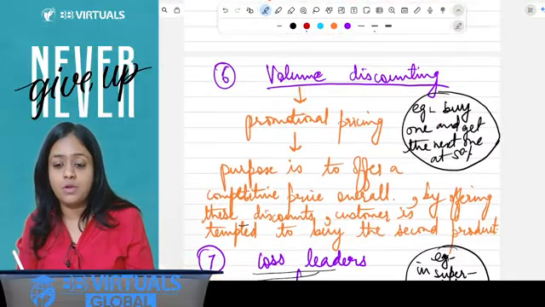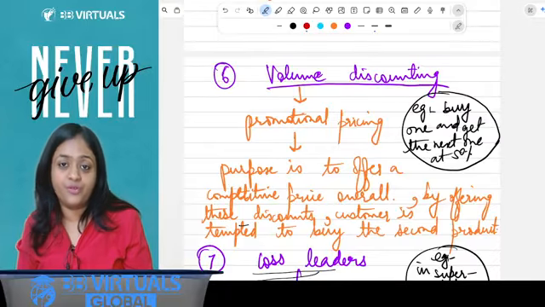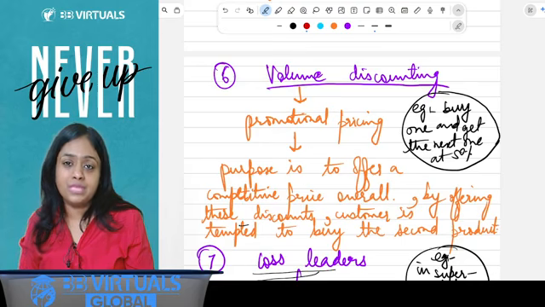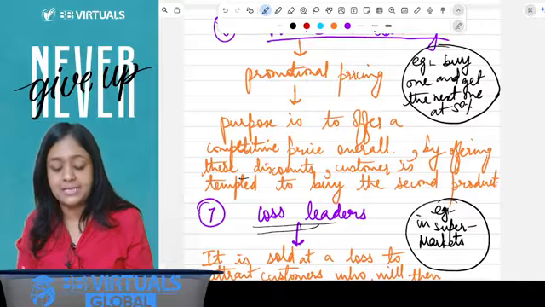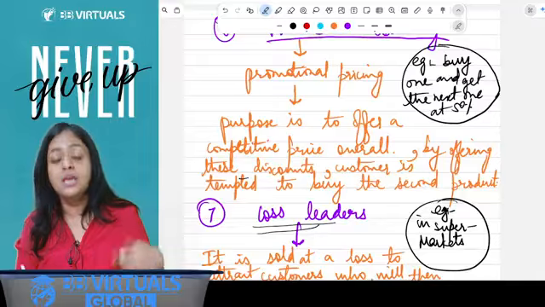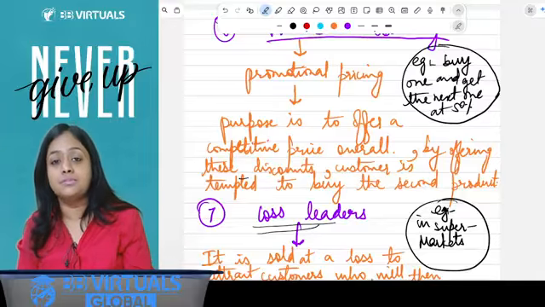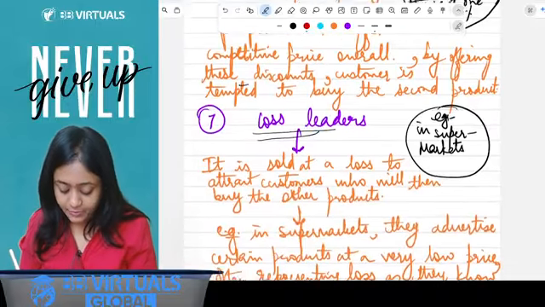Then volume discounting. Volume discounting is, for example, you buy one and get the next one at 50%. And many times you buy two and you get a loyalty discount. So this is promotional pricing. That means you prompt the person to buy more and thereby increase your sales, which eventually ends up giving some discount, but that is not really affecting the sales and the profits at all.